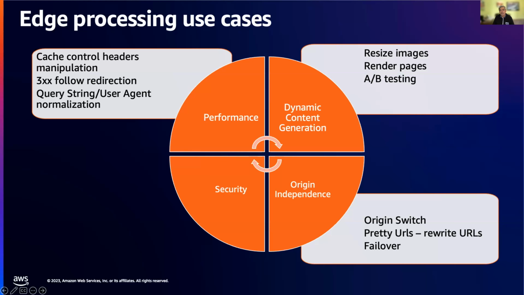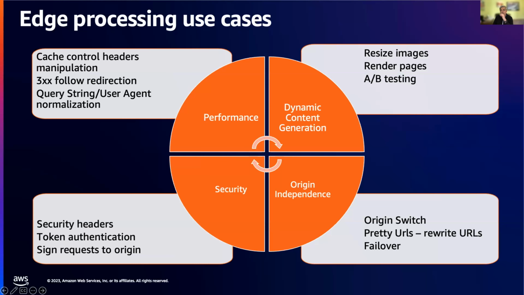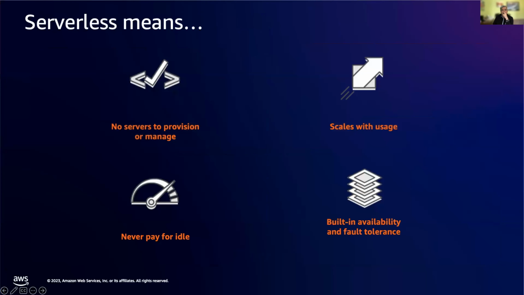And then finally, you have security, right? So you want to be able to harden your security, things like putting logic in for fighting off bots and so on and so forth. So things like that you can do. So that's really why you use edge processing.